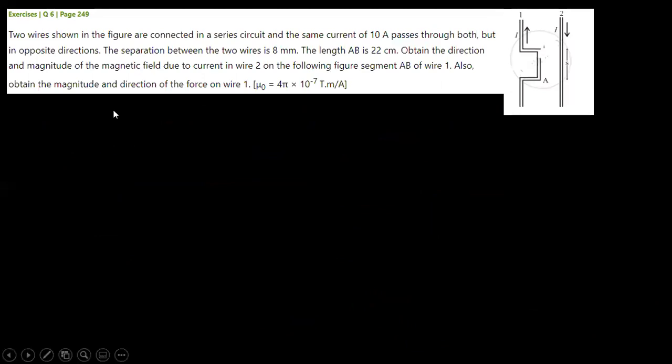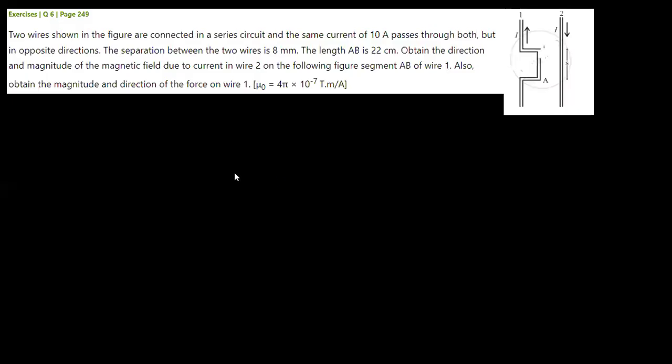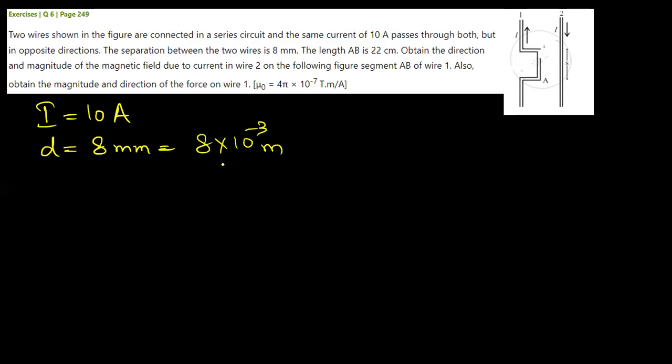The two wires shown in the figure are connected in a series circuit, and the same current of 10 ampere passes through both in opposite directions. So you have been given the diagram in the question. If you see, the current value is known to us. The current value I is 10 ampere. The separation between the two wires is 8 mm. Separation, let us denote by d, that is 8 mm. So that is 8 into 10 raised to minus 3 meters. That is given to us.